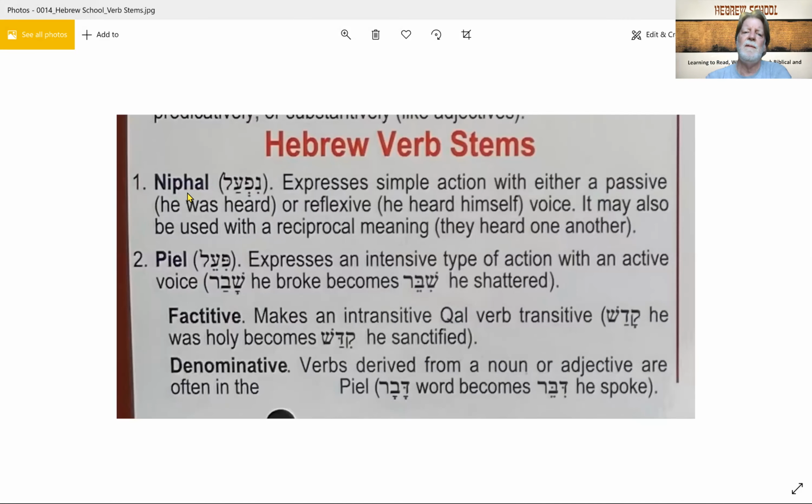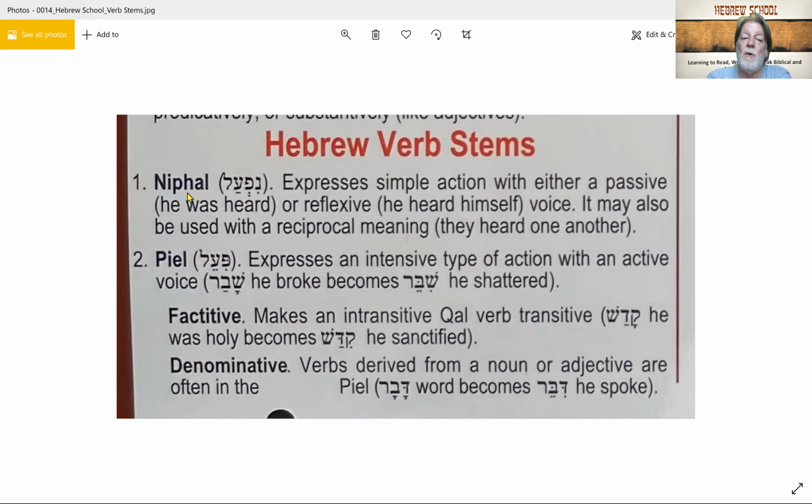Again, as I say, I think the Qal, or the simple or basic stem, should be first on the list, but we'll take a look at that when we get to that paradigm. The Nifal is a passive version of the Qal. The Qal is almost always active voice.